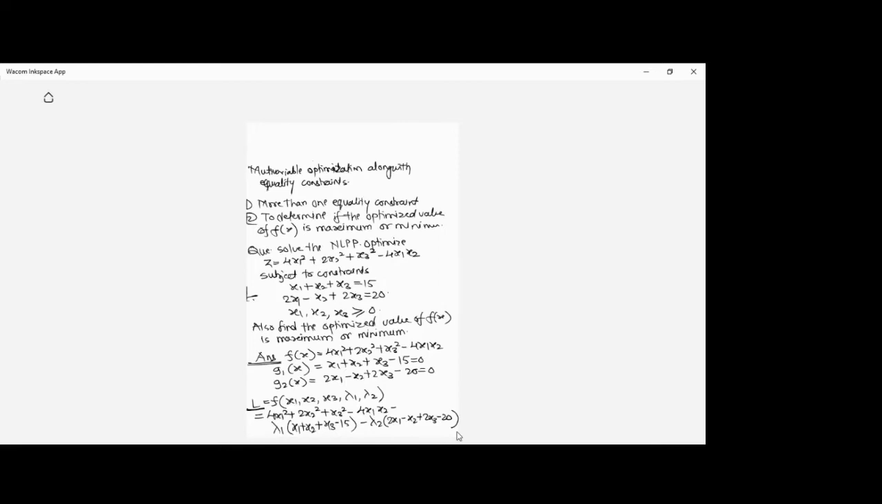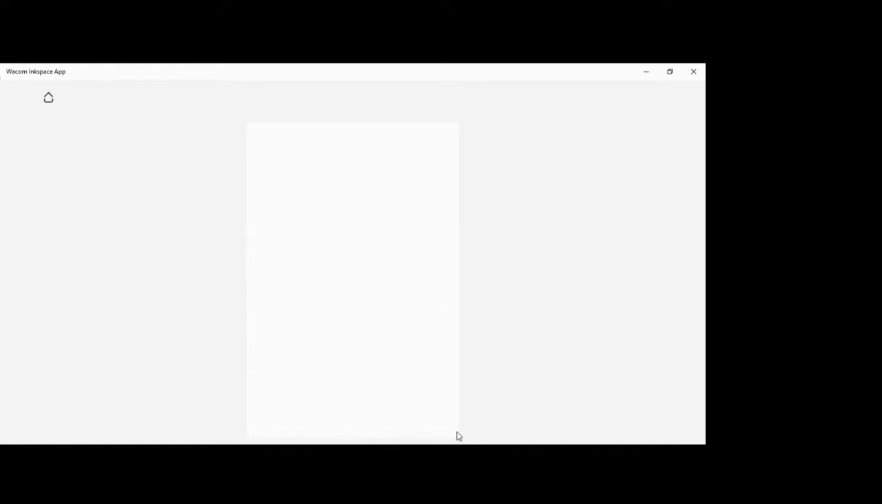So what we can do next: yesterday we saw when we have a single constraint, what were the necessary conditions we followed? It was the partial derivative of L with respect to x1 must be equal to 0, right? Then the partial derivative of L with respect to x2 should be equal to 0. Also the partial derivative of L with respect to x3 is equal to 0.